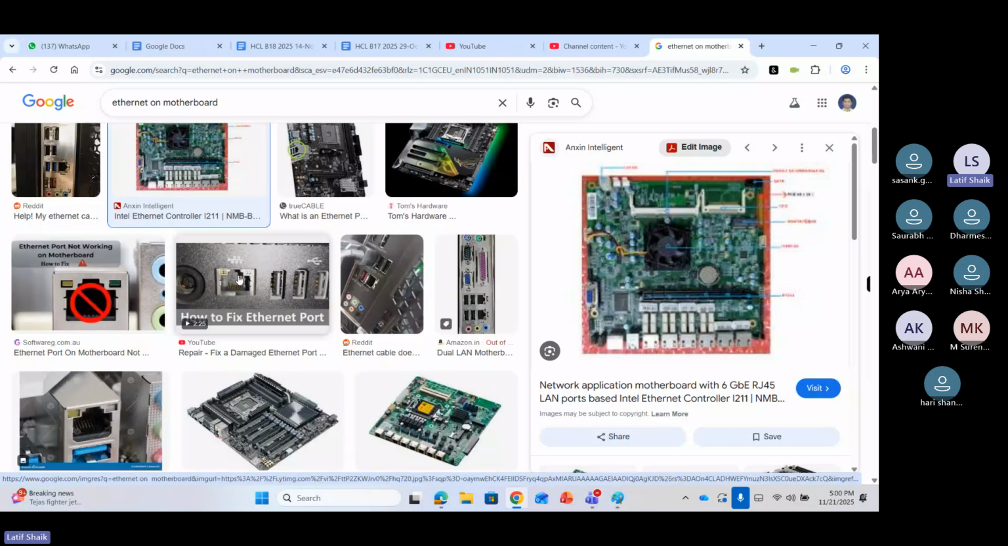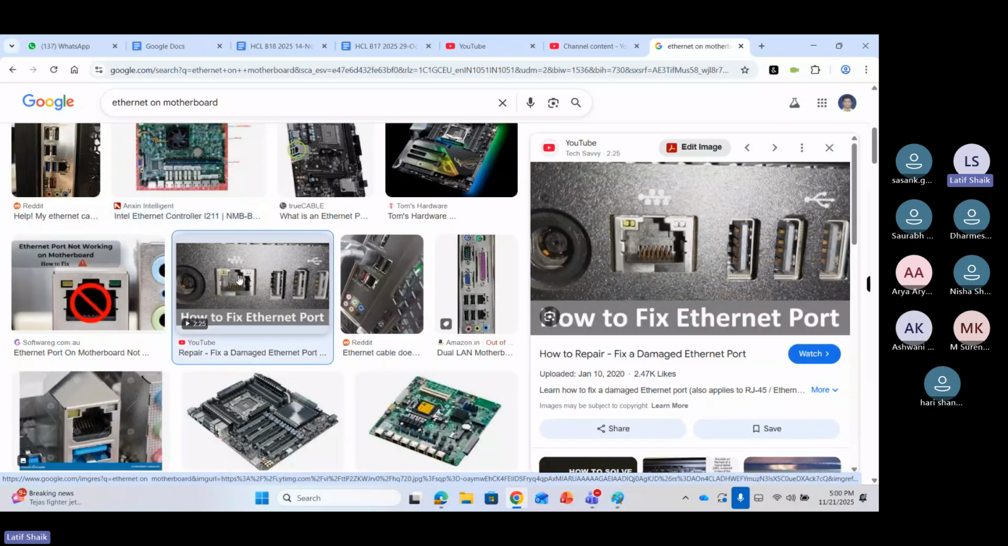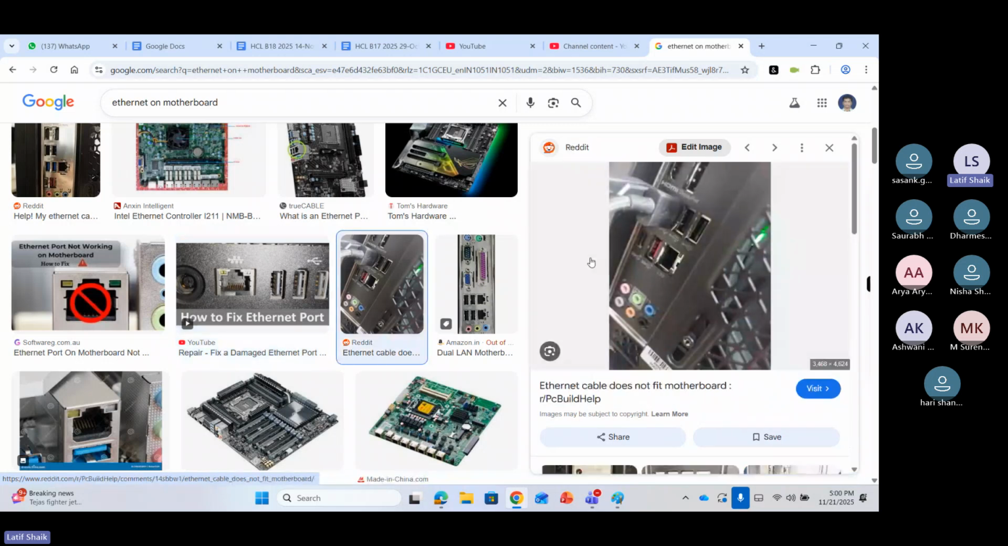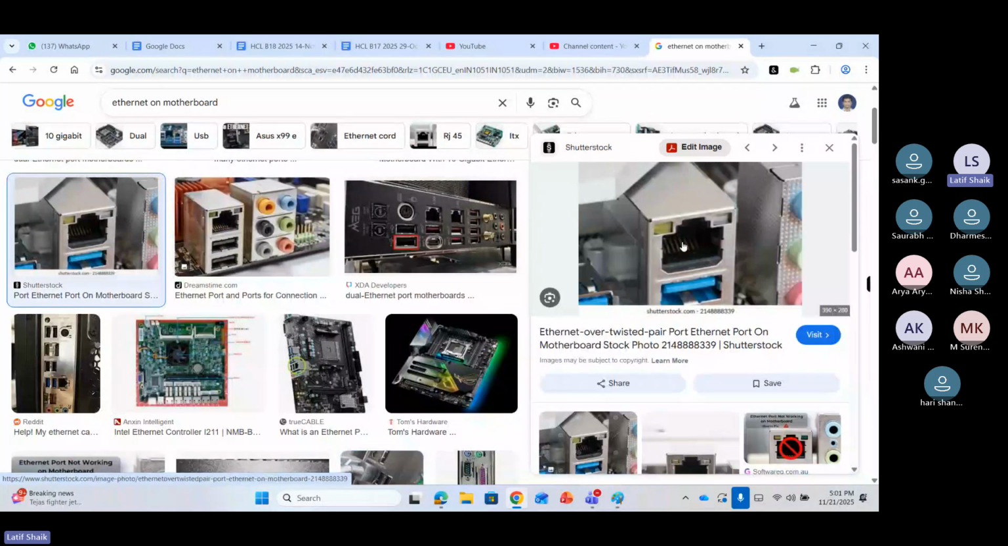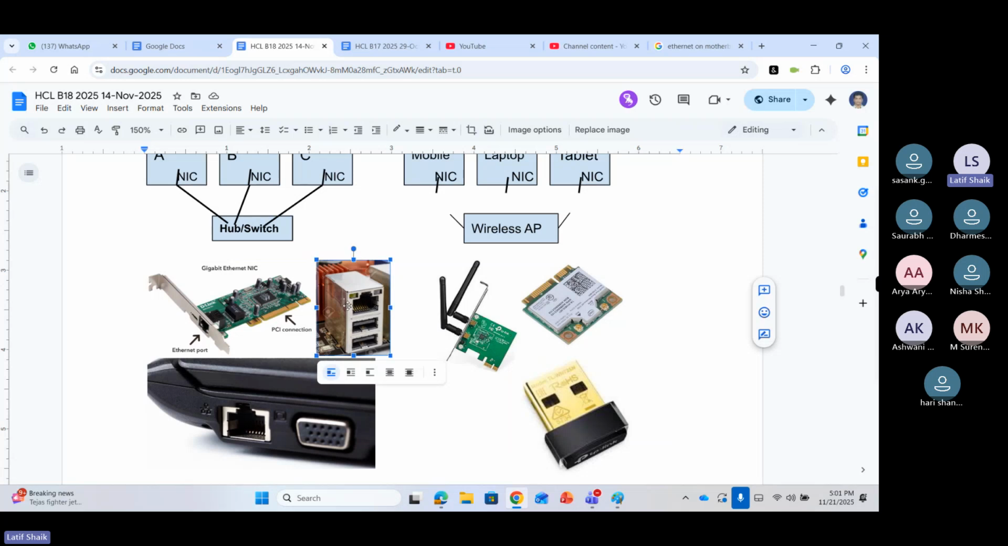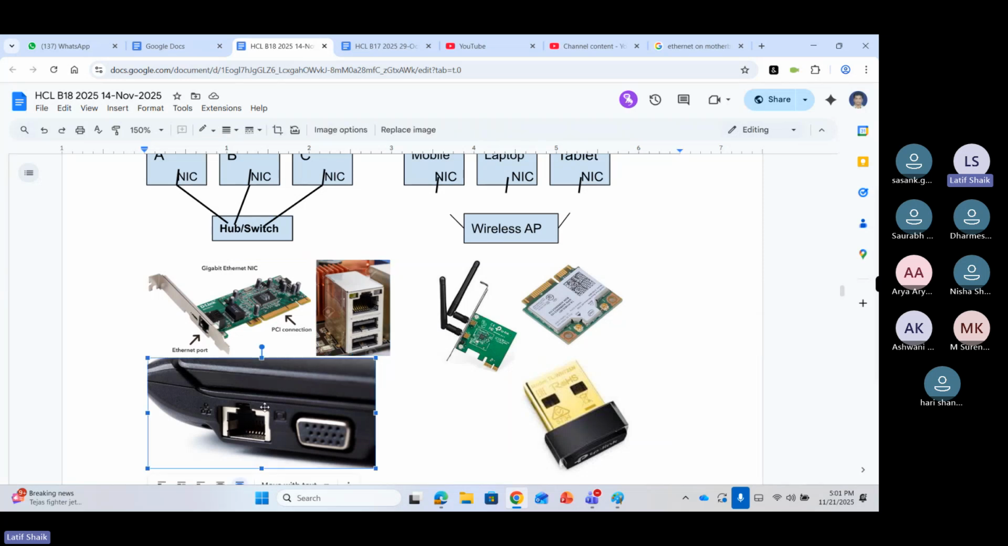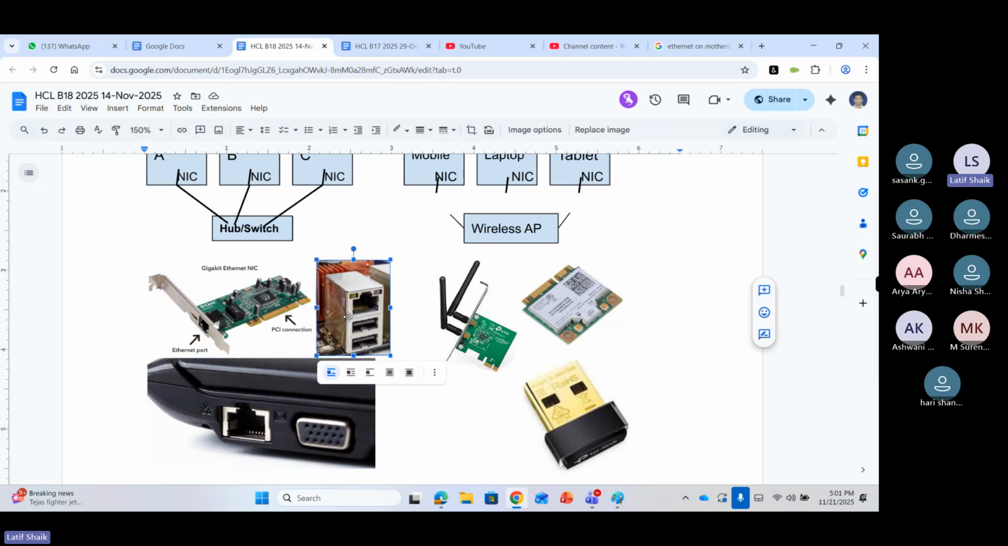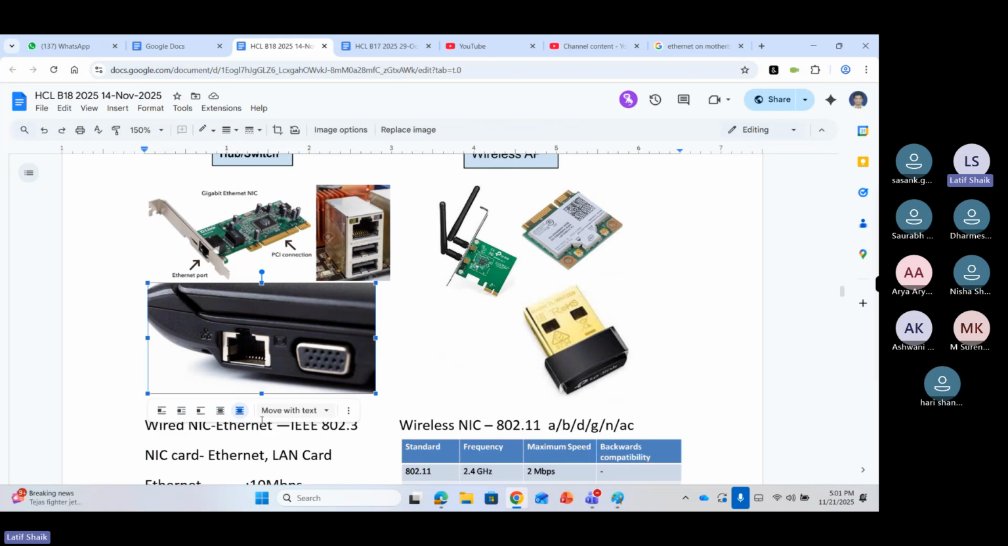So you don't need to insert a NIC card. If you want extra, you can add it. Otherwise, on the motherboard itself, you get this NIC card. The port is visible, so you can connect to this port. Generally, for your desktops, laptops, and servers, this integrated port is there. Integrated NIC card means the Ethernet card is integrated. So you get this Ethernet port or LAN port, and you can simply connect with a cable.